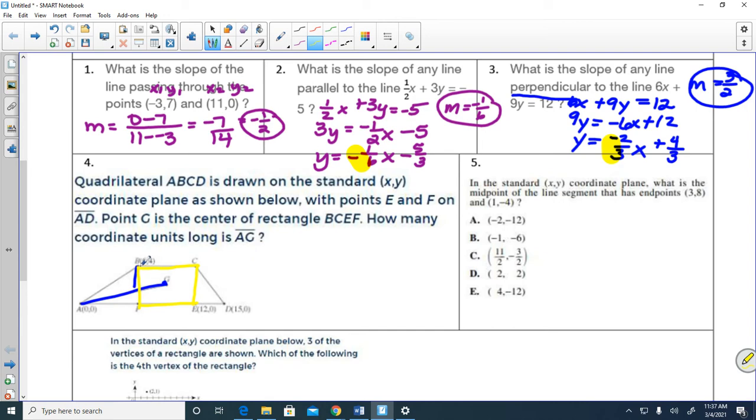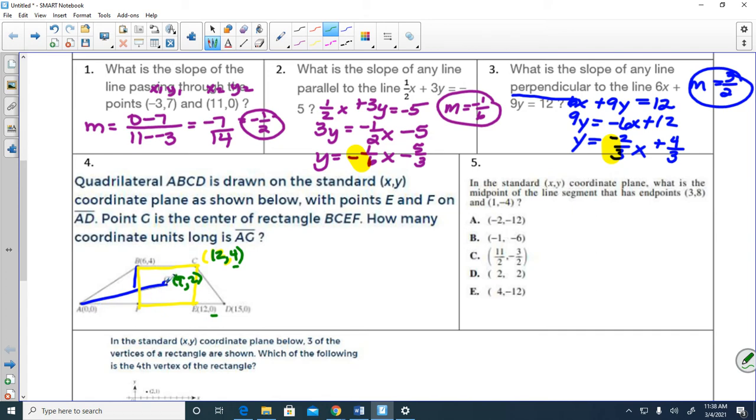So let's see. Looks like this length goes from 6 to 12. So C is at 12, 4. So halfway in between 6 and 12 is where I'm going to find the x coordinate for G. So what's halfway between 6 and 12? Let's see, average those two. 6 plus 12 is 18. 18 divided by 2 is 9. So G's at 9. And then as far as height goes, from 0 to 4, halfway between 0 and 4 is 2. So G's at the point 9, 2.